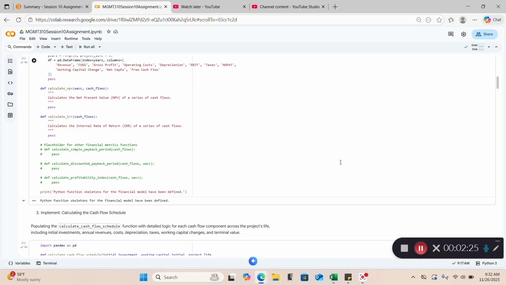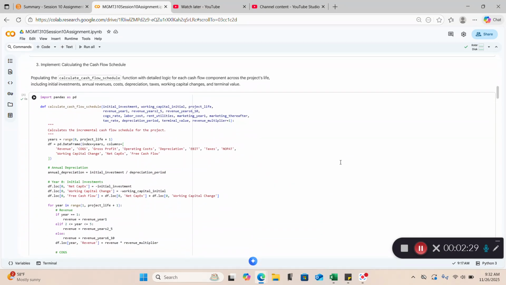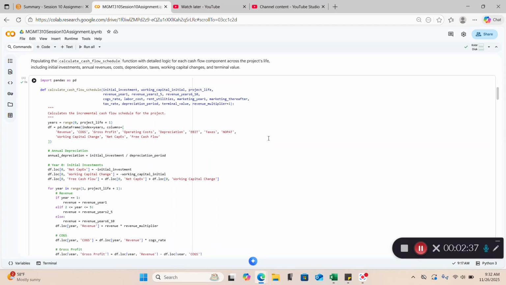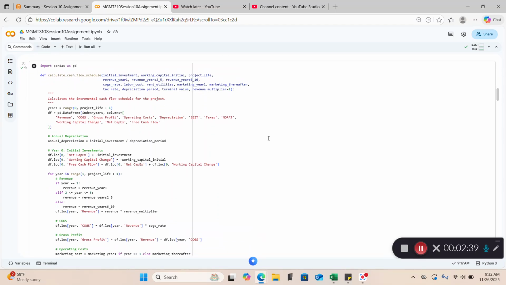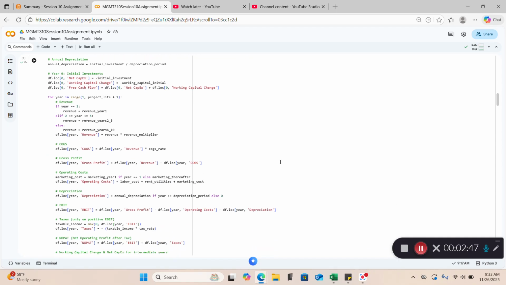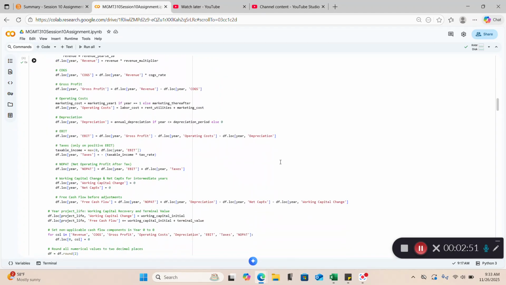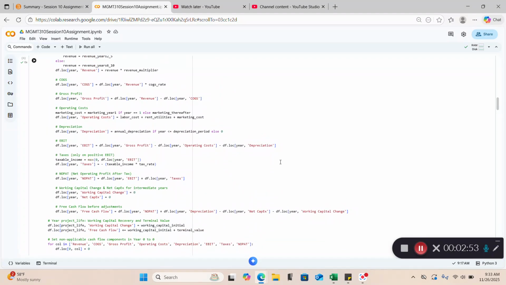So after we've outlined the model and got it set up, now we can begin implementing and actually calculating the cash flow schedule using the model that we outlined. So we move on and look at the code. We import pandas. Again, same thing, calculate cash flow schedule. Moving on, we do our annual depreciation, which we calculate throughout the years from 0 all the way up to the year we need.